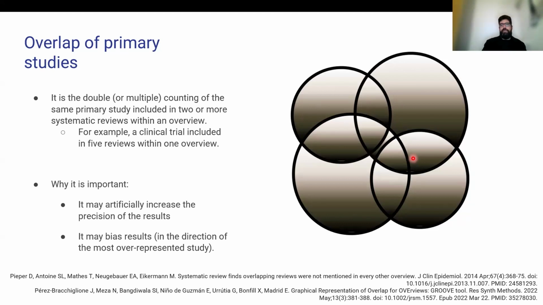And the second reason, this is more debatable maybe, but I think it's quite a good reason, is that it may be biasing the results in the direction of the most overrepresented study. So for example, if this clinical trial, the one that is in 5 reviews within the overview, if we are counting this 5 times, we are giving a much narrower confidence interval, and also we are kind of biasing the estimate towards the result of that particular trial.